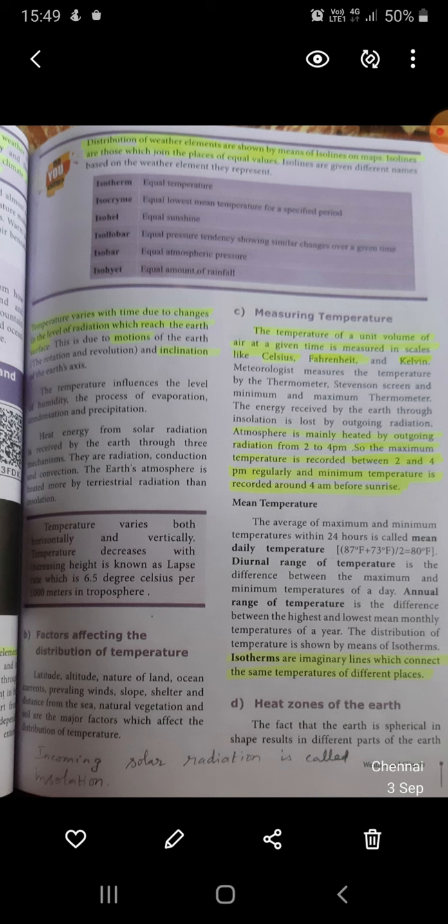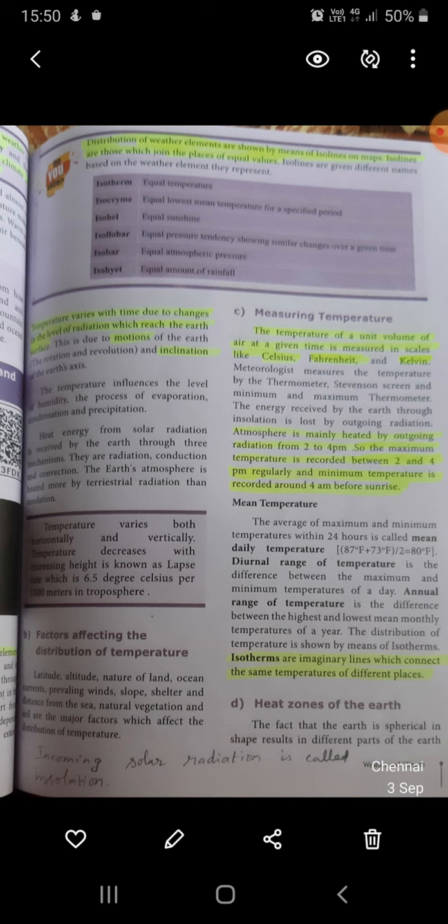Measuring temperature. How can we measure the temperature? The temperature of a unit volume of air at a given time is measured in scales like Celsius, Fahrenheit, and Kelvin. These are the three scales: Celsius, Fahrenheit, and Kelvin. A meteorologist measures the temperature by the thermometer, Stevenson screen, and minimum and maximum thermometer.